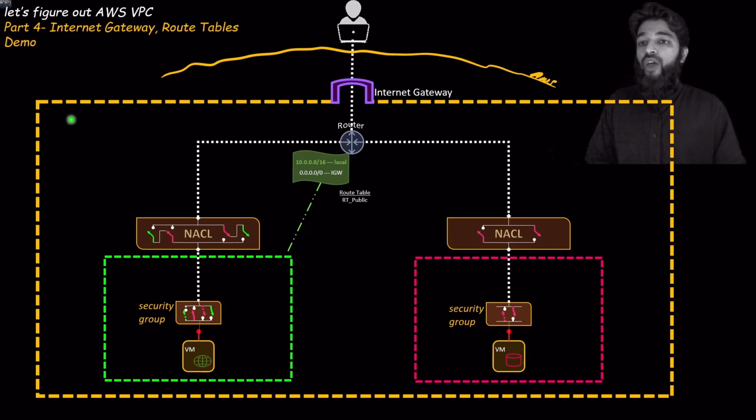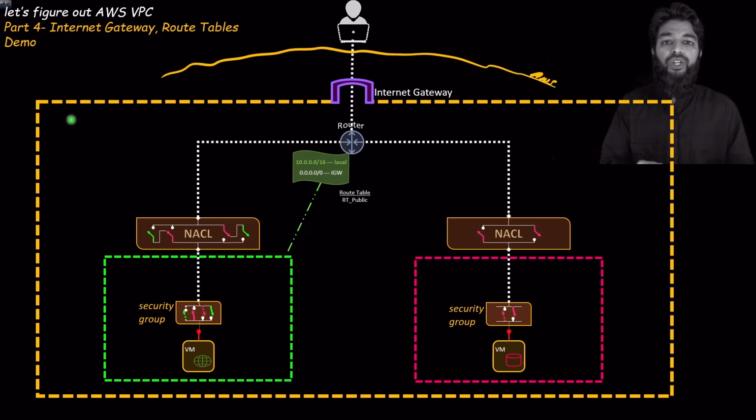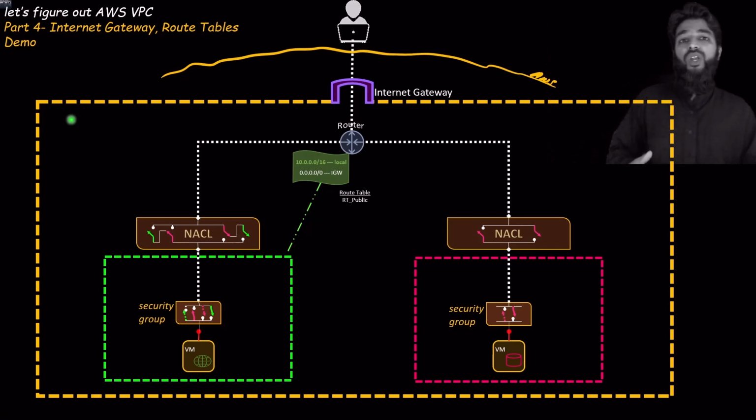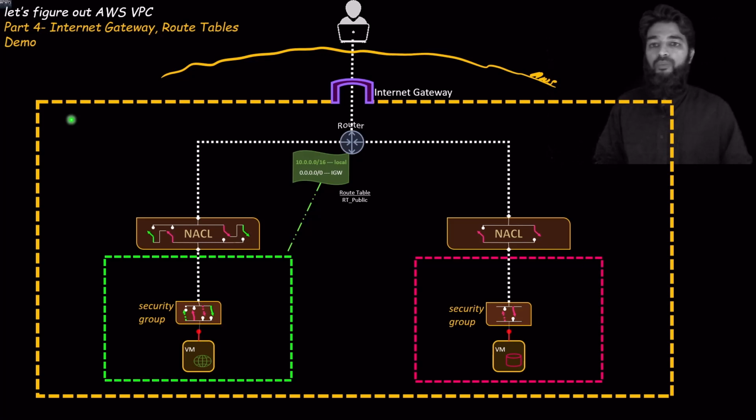All right. So from the demo, I hope it is clear how we give internet connectivity to our resources created in a VPC and in a subnet by creating an internet gateway and then configuring appropriate routes in a route table that is attached to our subnets. This will give both inbound and outbound connection to our resources, to our web servers.